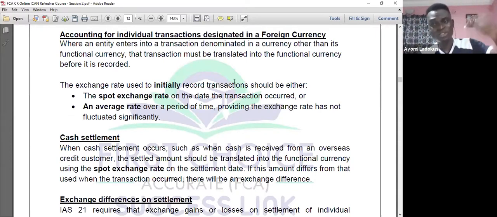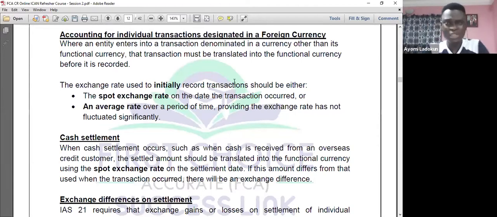Remember, at the date of the transaction, I must use the spot exchange rate to translate to functional currency. When cash settlement occurs, I must also use the spot exchange rate to convert to my local currency. In doing that, we get what we call exchange difference, because my rate has either appreciated or been devalued and depreciated. According to IAS 21, whenever an exchange loss or gain arises as a result of retranslation, you take it straight away to your profit or loss account.